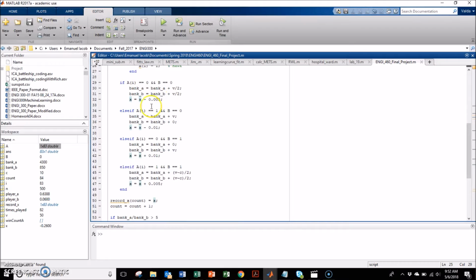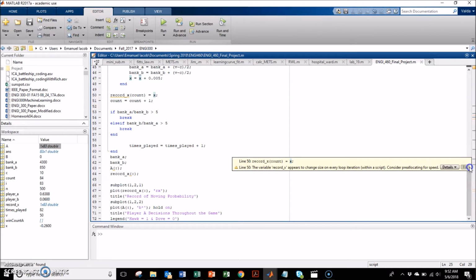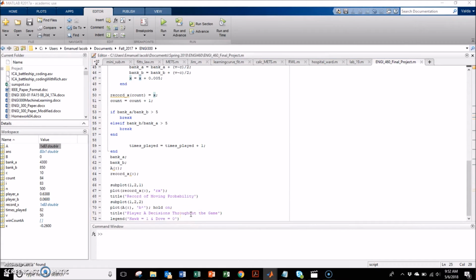So these basically run through the four scenarios. They're either both doves, player A is a hawk and player B is a dove, player B is a hawk and player A is a dove, or they're both hawks. As in the matrix, we did all of their calculations here, and then we recorded their information. We can shut down the game if one decides they're just way better than the other. If the bank of A over the bank of B is greater than 5, which means bank A is just much better, we break it. And then we're able to run into these subplots right here, which record X's and record decisions for A.